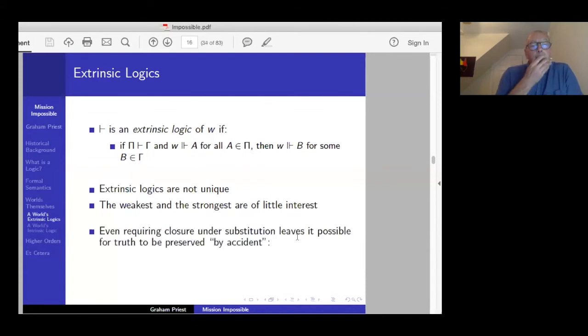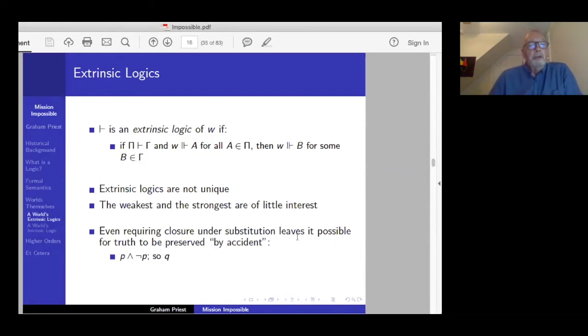And you might think, well, one might rule those things out or something like them by requiring closure under substitution. But that's not going to cut it either. Because in the case of natural necessity or natural laws, there's this distinction between natural laws and contingent universal generalizations. And a similar idea is going to work here. There can be some things which are truth preserving only by accident, as it were. So let me give you a couple of examples.